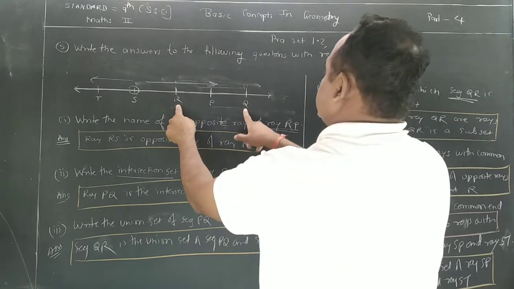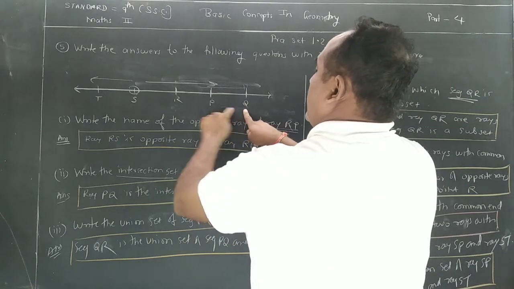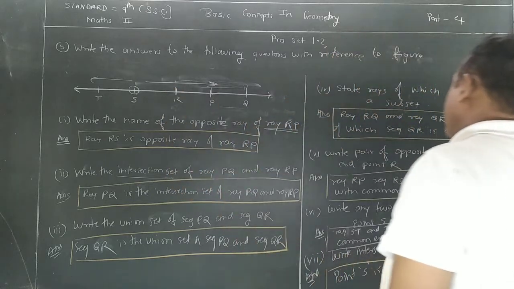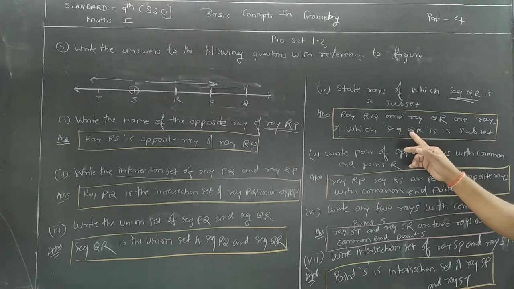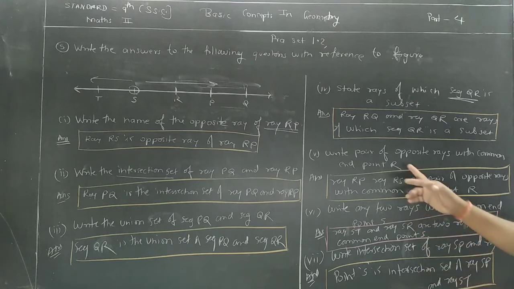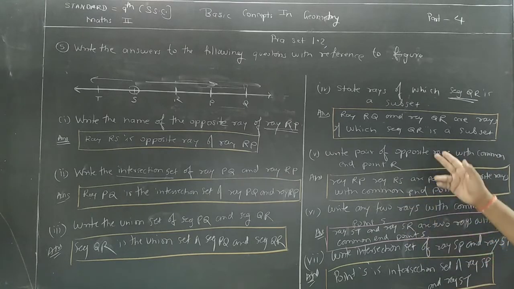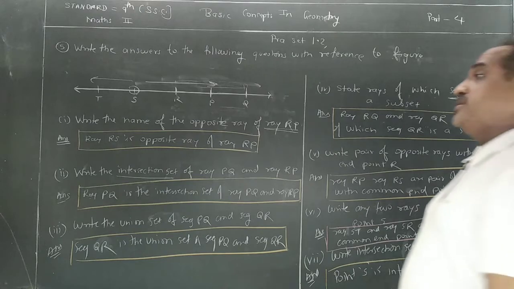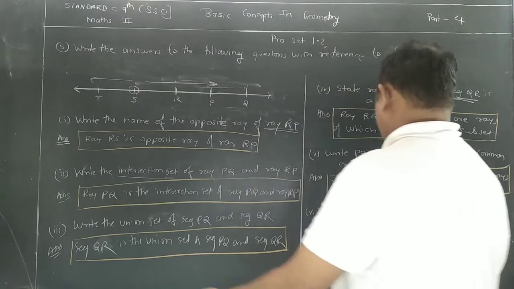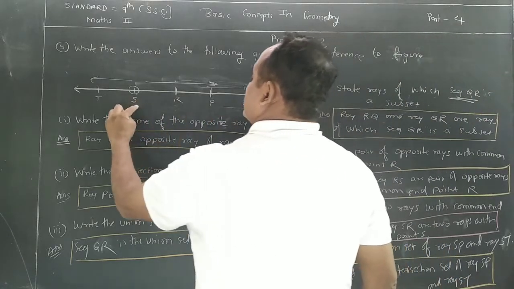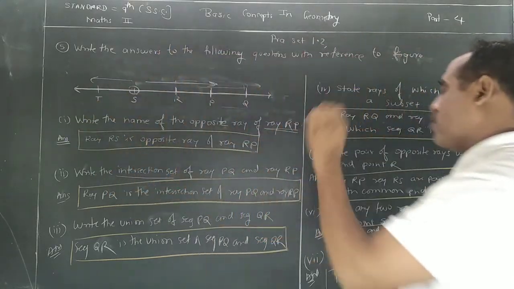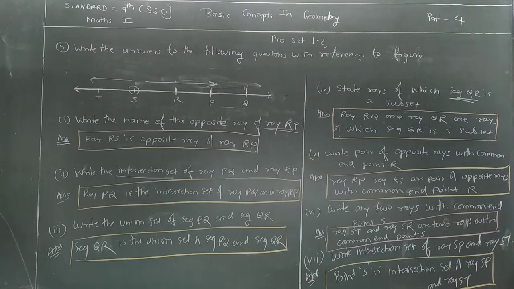State the rays in which QR is a subset. Where is QR? It is here, right? This can be a part of which ray? Ray RQ and ray QR. Is it right? Ray RQ and ray QR are the rays of which the segment QR is a subset. Then the common endpoint one will be easily understood by you. And the last question is what is the intersection set of ray SP and ray ST. Ray SP is coming in this direction, ST is going on that side. So only one point is common, that is the point S is the intersection of set SP and ray ST.